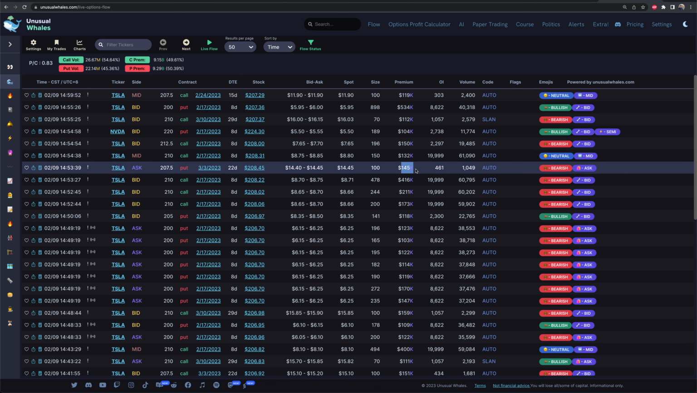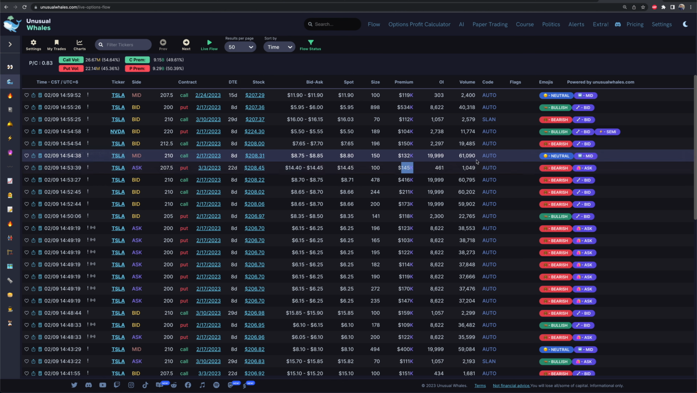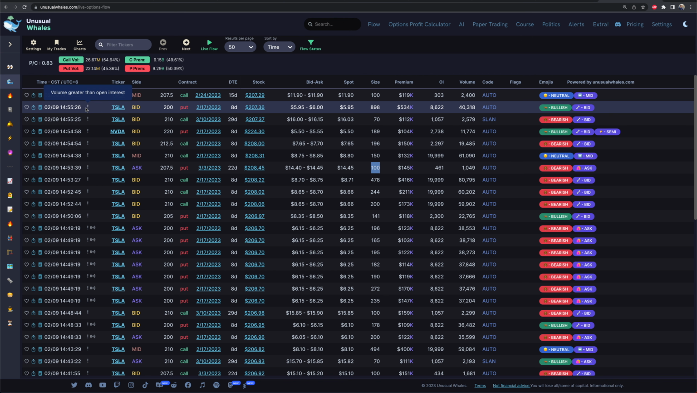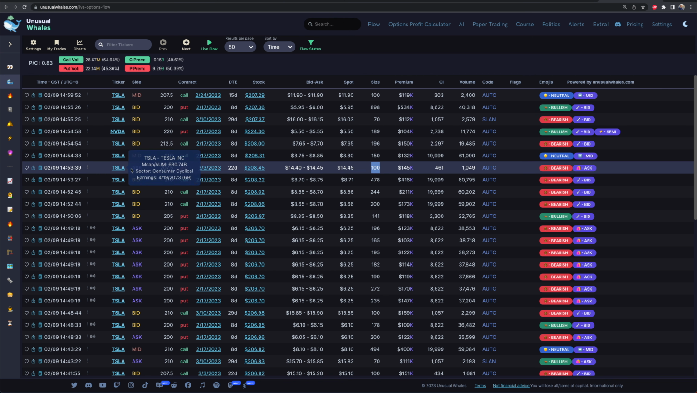Okay. Now, this exclamation point says volume greater than open interest. It'll tell me the OI, which is the open interest on that contract. So when we see volume greater than open interest, Unusual Whales will flag that, and it tells me, hey, there's someone that just slapped some large volume on this contract. This is unusual, essentially, right?